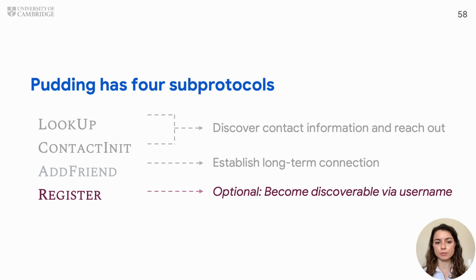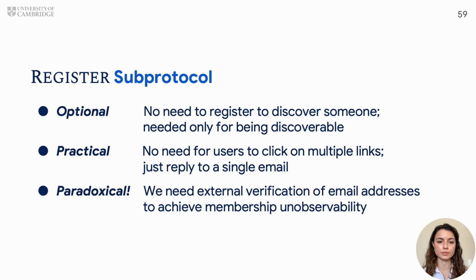Now let's look at the last subprotocol of Pudding, that is register. Registration, as we mentioned before, is optional in Pudding. The users don't have to register to be able to discover other users. It's only needed for being discoverable. Registration in Pudding is also very practical. There is no need for users to click on multiple links or respond to multiple emails. They just need to reply to a single email. And the discovery nodes can still have high confidence in authenticating the email address.